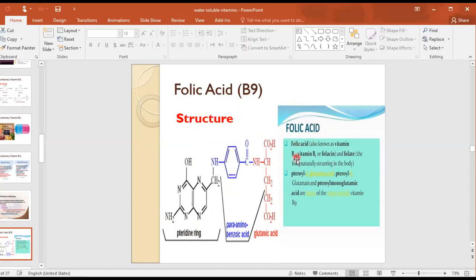Folic acid is known as vitamin B9, okay, or folacin or folate. All these are the naturally occurring folic acid in the body.